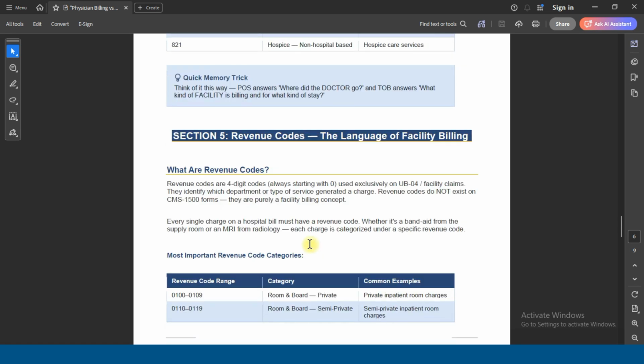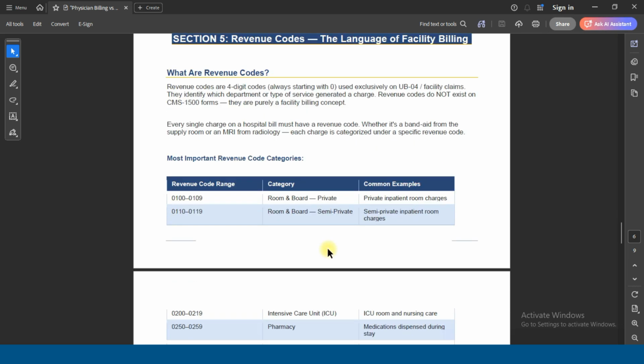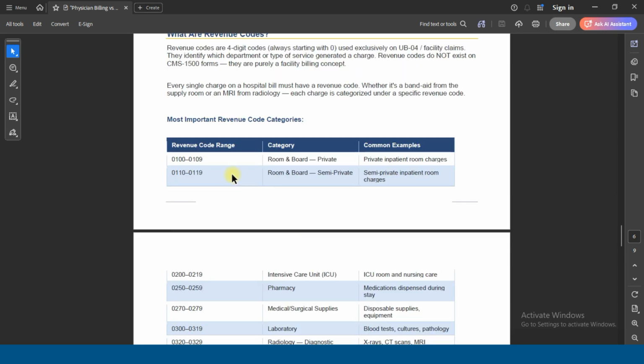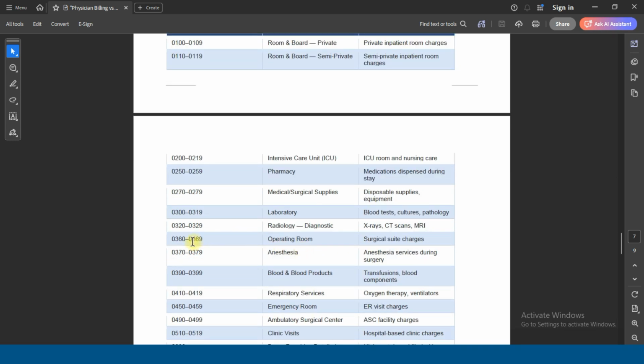Next we have revenue codes, the language of facility billing. As we have discussed previously, we will use revenue codes only for facility billing, not for professional billing. Revenue codes are 4 digits, starting with 0. These are the common revenue codes we will encounter. 0100 to 0109 is room and board, private inpatient room charges. Mostly in the outpatient setting, you will see this one.